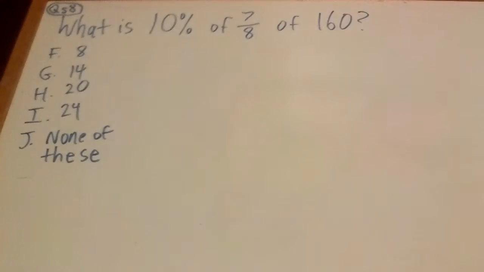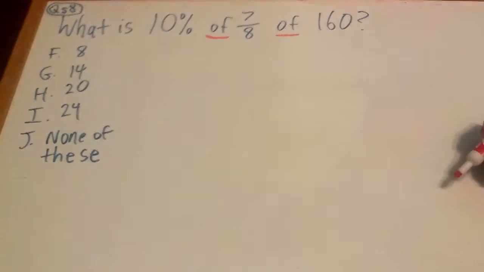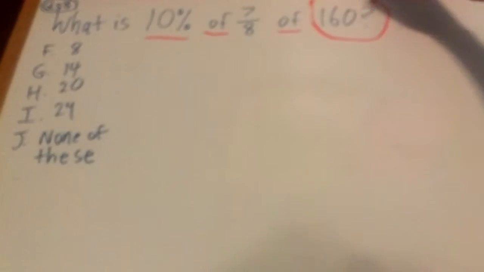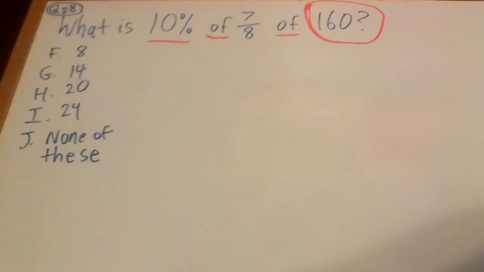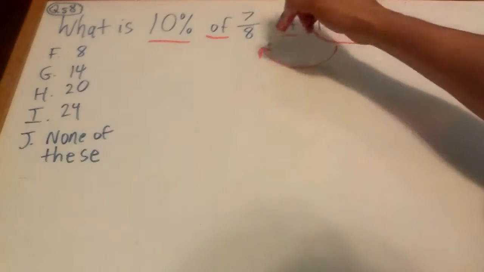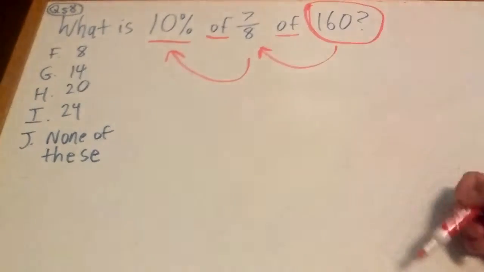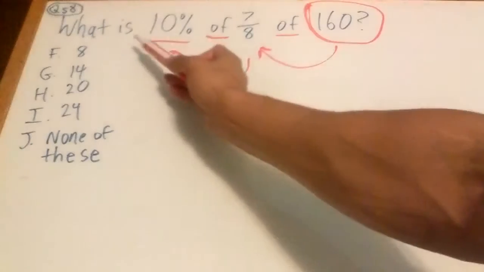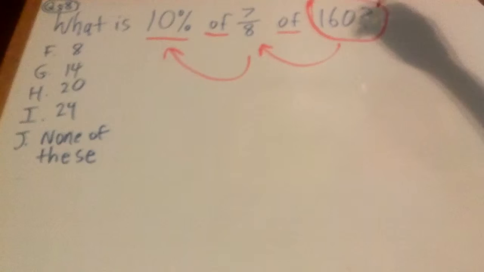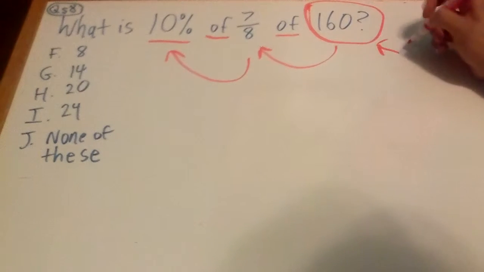And as always, what you should do is write down what's important. So here we have "of." So we already know multiplication is involved. We know that percents are involved, and we know that this is our starting point. Alright, so we have to work this way basically, from our starting point to our last point, which will be 10%. Okay? So again, the question is, what is 10% of 7/8 of 160? So again, this here is our starting point.